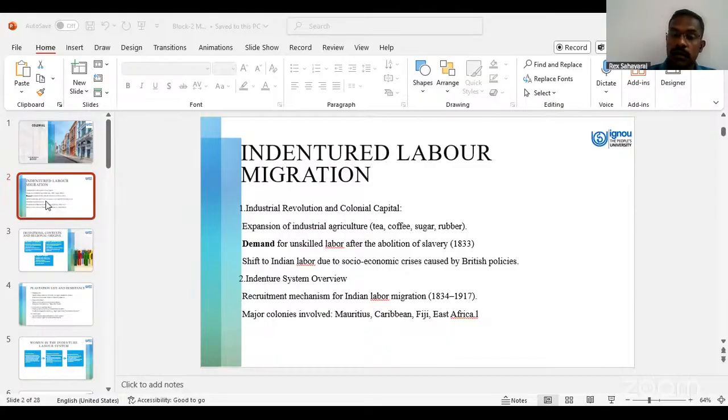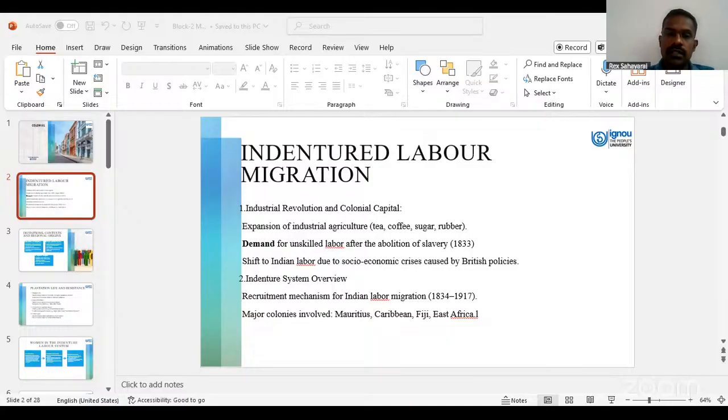there was also some revolution that brought the abolition of slavery. And during the British policies, there was a socio-economic crisis and the indenture system, the recruitment mechanism for Indian labor migrants from 1834 to 1917, and major colonies involved were Mauritius, Caribbean, Fiji, East Africa. So that we are going to discuss today.